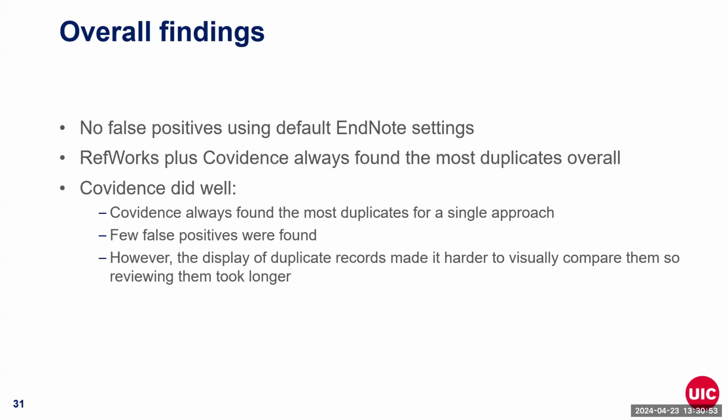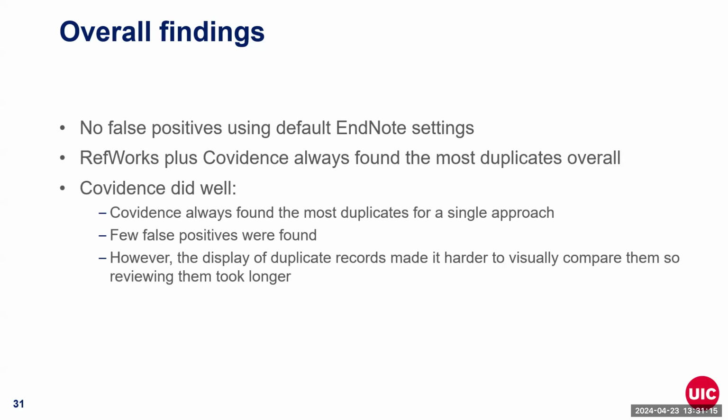There were no false positives using default EndNote settings. RefWorks plus Covidence always found the most duplicates overall, as mentioned before, and Covidence did do well. The one thing that we ran into with Covidence is the way that the duplicate records were displayed. It made it harder to visually compare them, so it took longer.